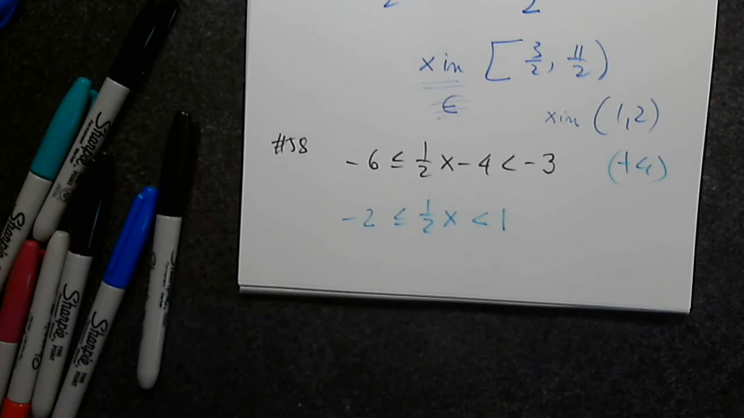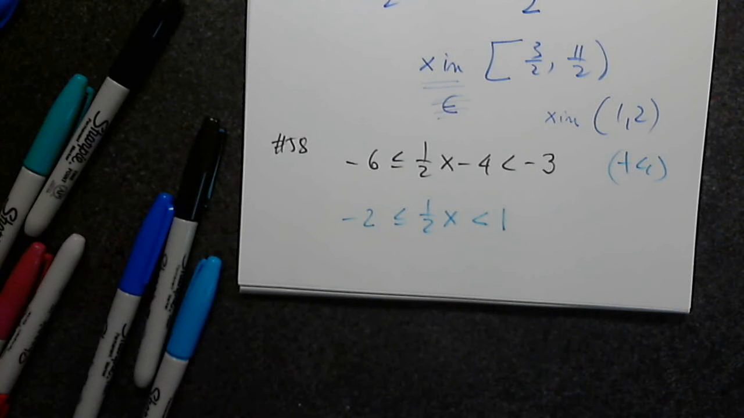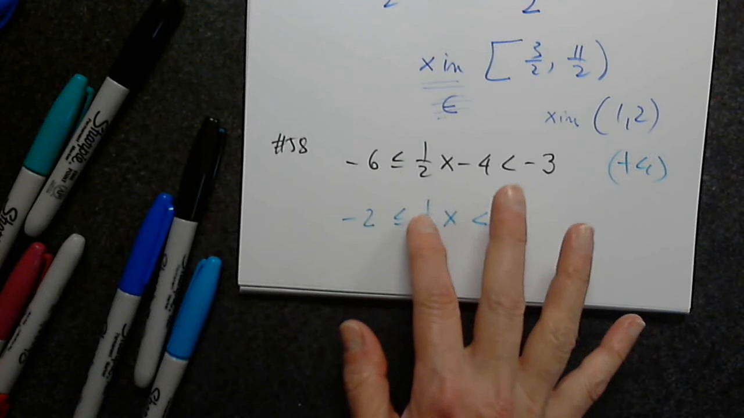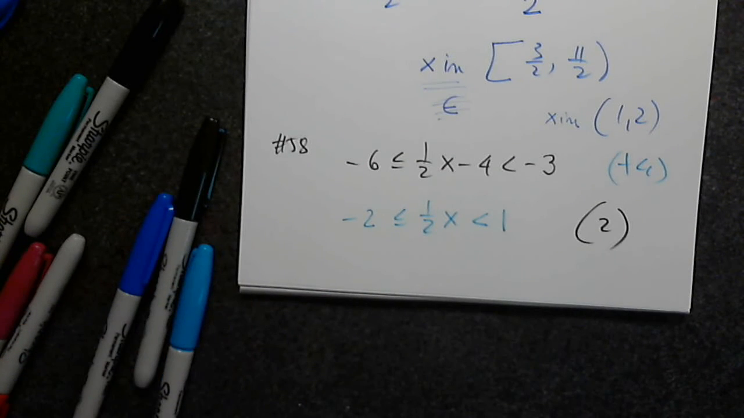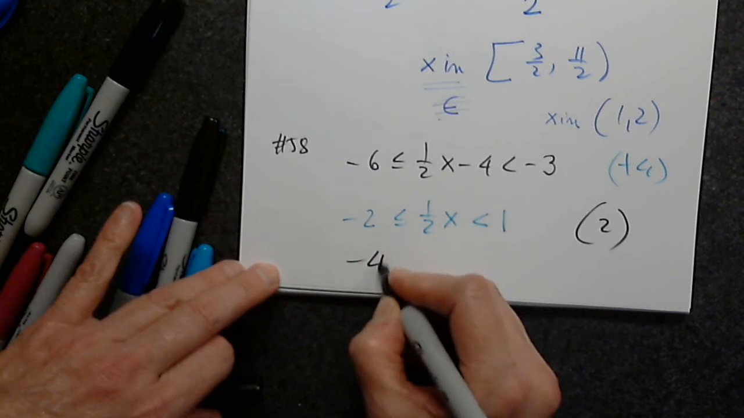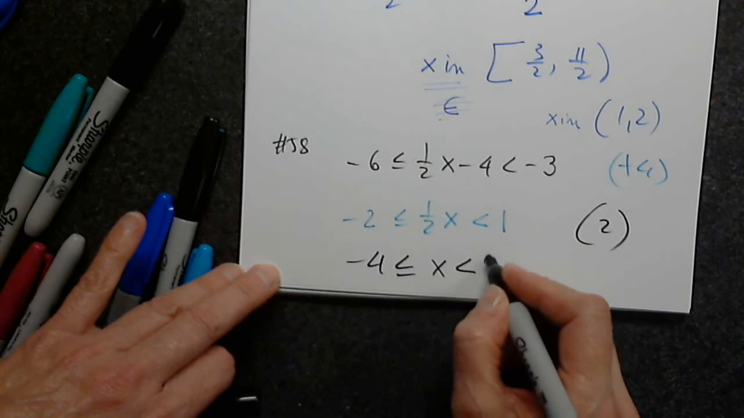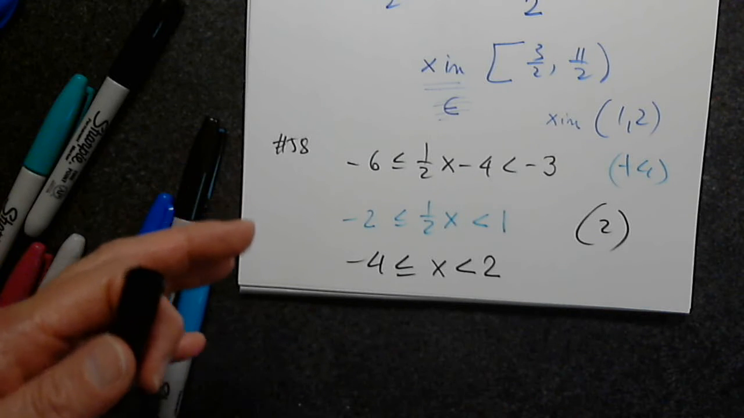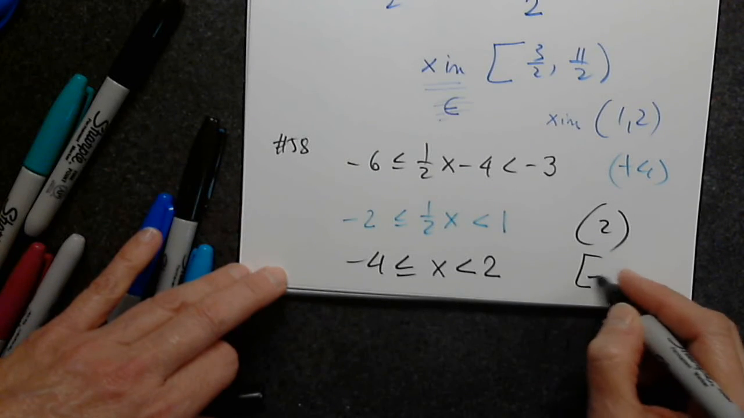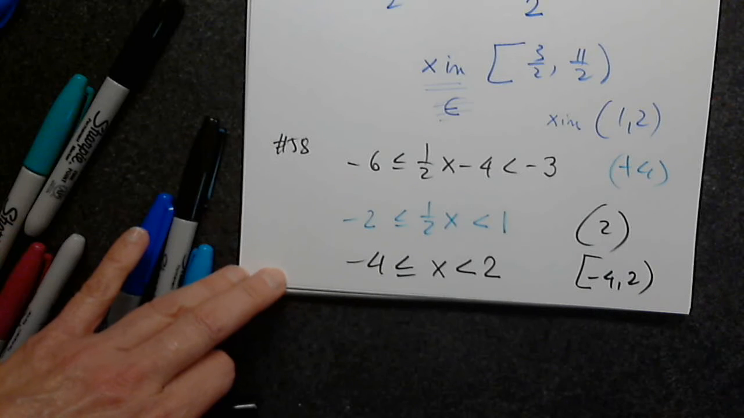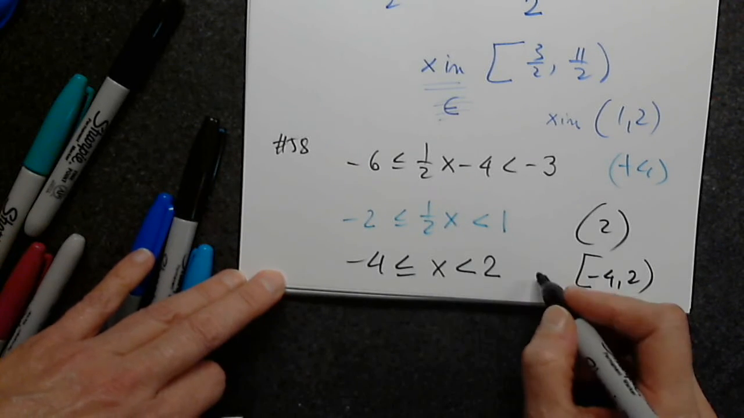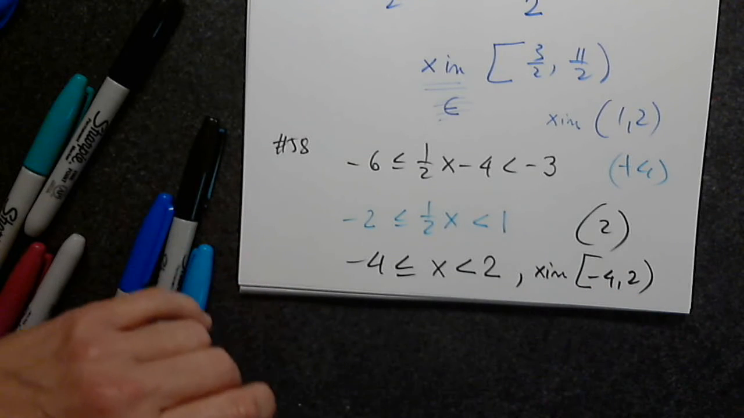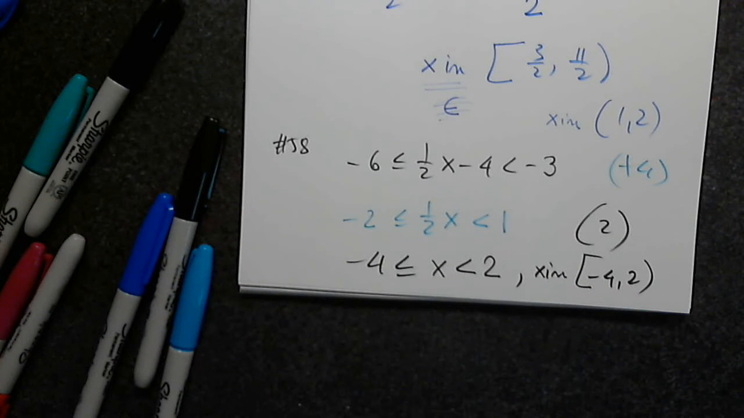What are we trying to eliminate now, or have to eliminate now? Yes, how do I eliminate 1/2? Multiply all sides, left, right, and the middle by 2. Excellent. So negative 4 less than or equal to x less than 2. The interval notation is right there. Negative 4 comma 2, the bracket at -4 and the parentheses at 2. So x in the interval if you like to write it. In other words, x can be found right there.